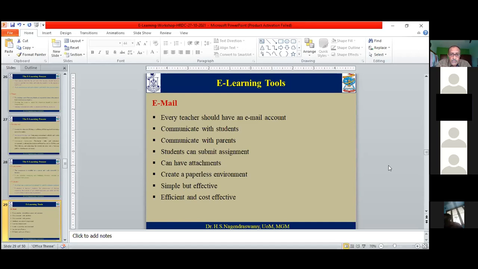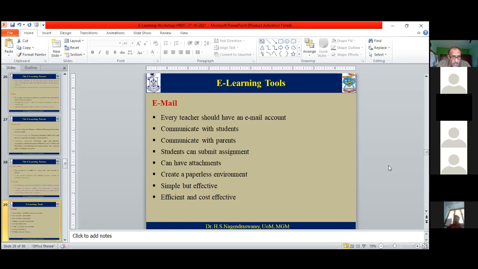So email is one such e-learning tool where every teacher should have an email account for any correspondence or communications. And with that, they can communicate with students, with parents, and students can submit assignments, can have attachments as well, create a paperless environment, simple but effective, efficient, and also cost effective.